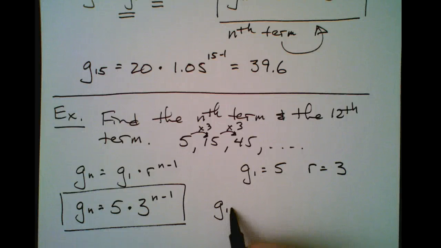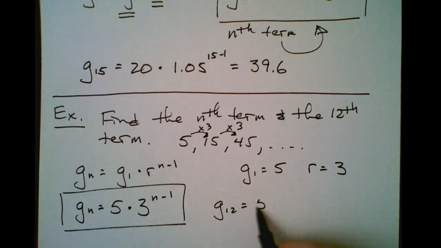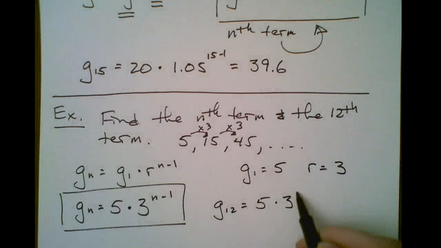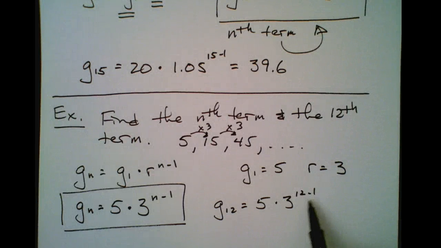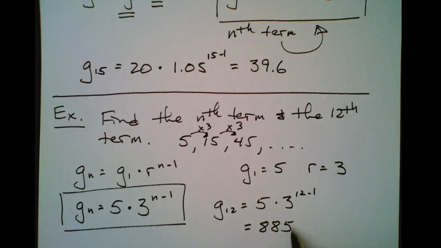So g sub 12 is equal to 5 times 3 raised to the 12 minus 1. Do the 12 minus 1 in your head, plug that into your calculator: 5 times 3 to the 11th. And hopefully you get 885,735.